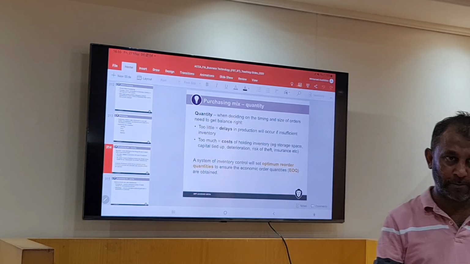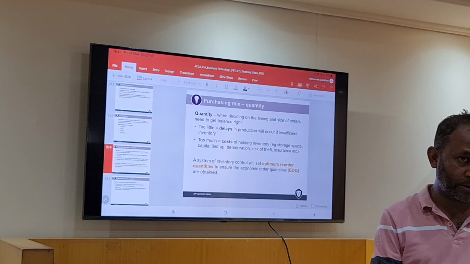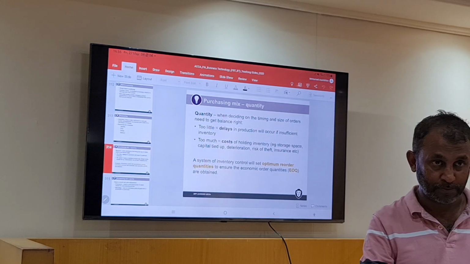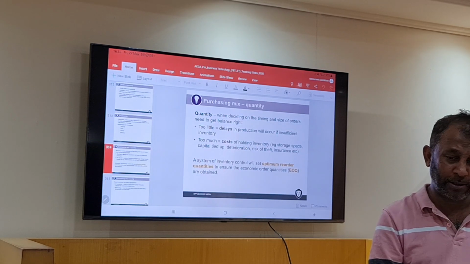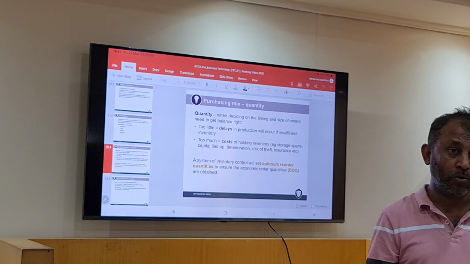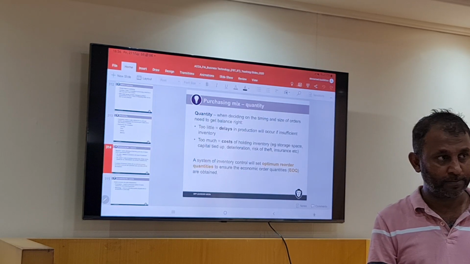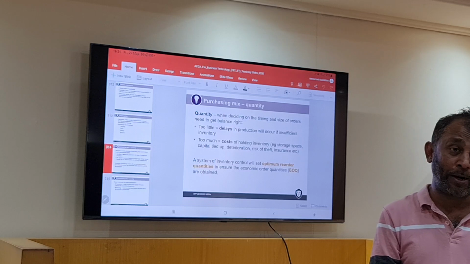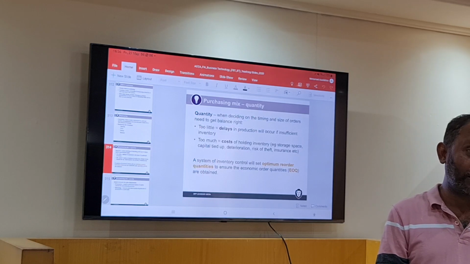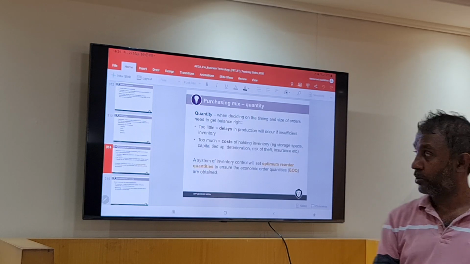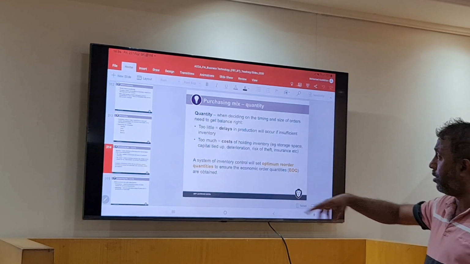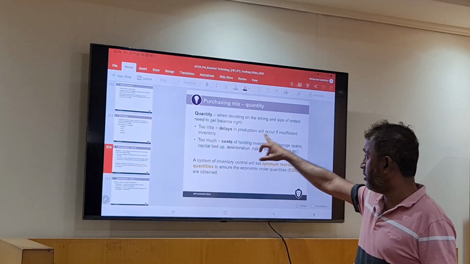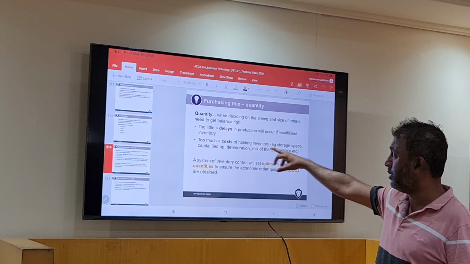You need 1,000 units in 1 week's time. So you order today, and if the supplier is sending it in 2 weeks' time, you will be out of stock for 1 week. So that will cause production to halt, and that will result in loss. So if you keep a small amount of items, then delays in production will occur with insufficient inventory.